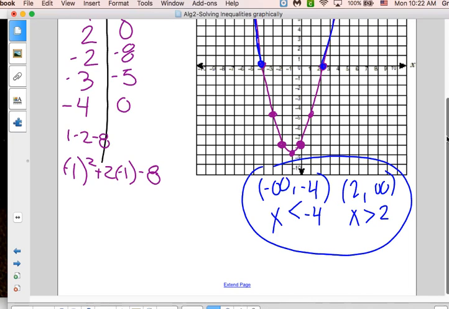Sometimes you'll be asked for the inequality, sometimes you'll be asked for the interval. So all we're doing is comparing the 2 sides. If something is greater than, you want that portion on top. If something is less than, you would want the portion that's underneath it.